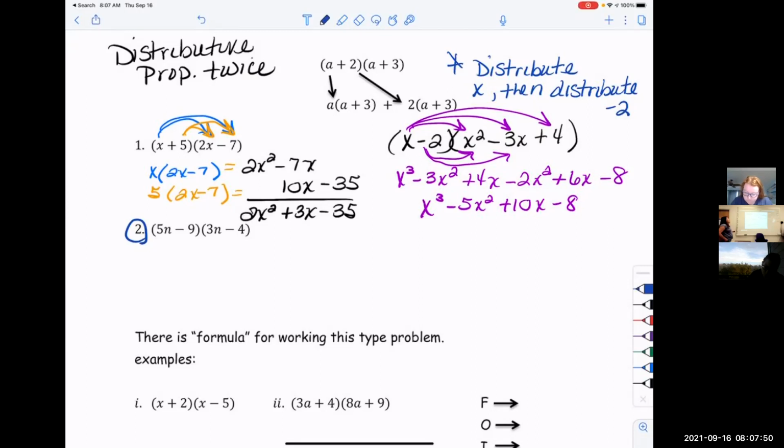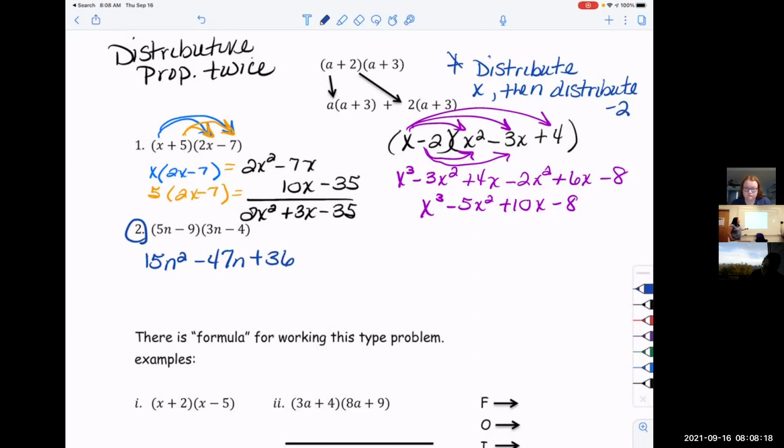You ready? All right, so go ahead. Who wants to tell me what they got? 15n squared minus 47n and minus 36. Not minus 36. You see it though? Yeah. Not a huge deal, but a little deal.